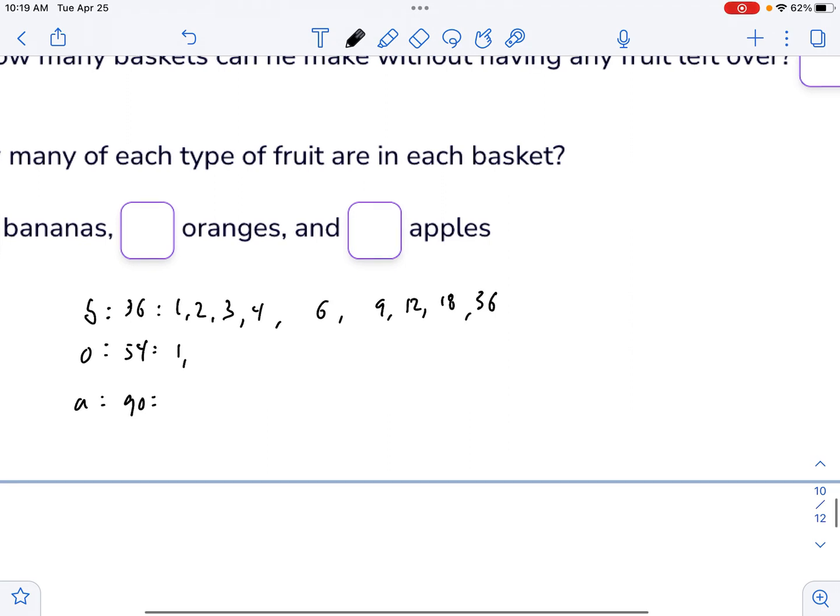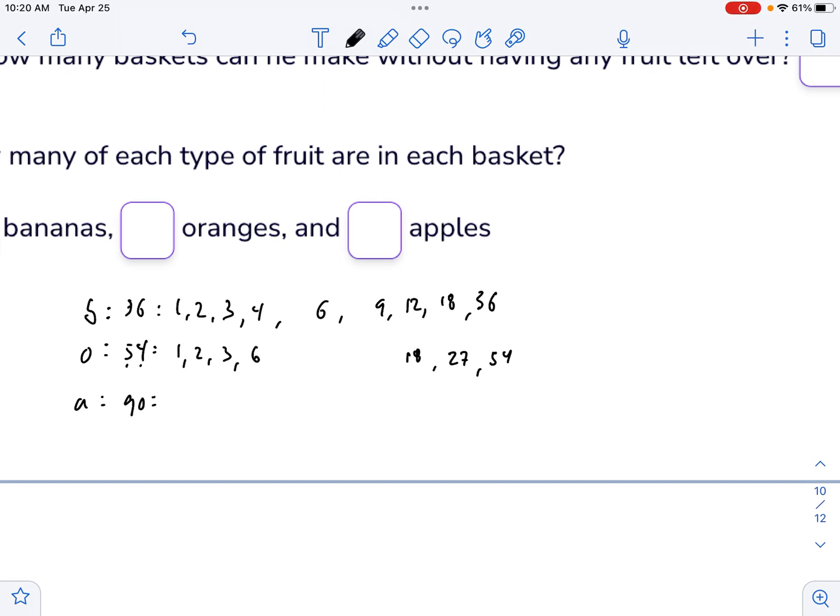54. 1 and 54. 2 goes into it 27 times. 3 goes into 54 because 5 plus 4 is 9, and 3 goes into that, so it works. So 3 goes into 54 18 times.